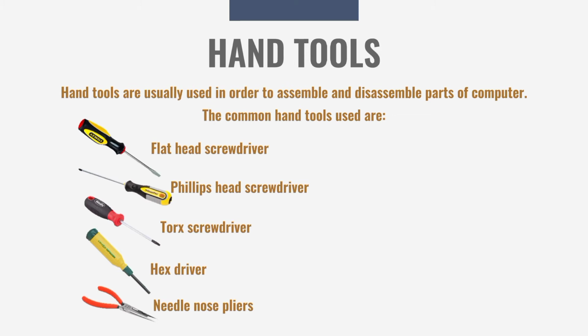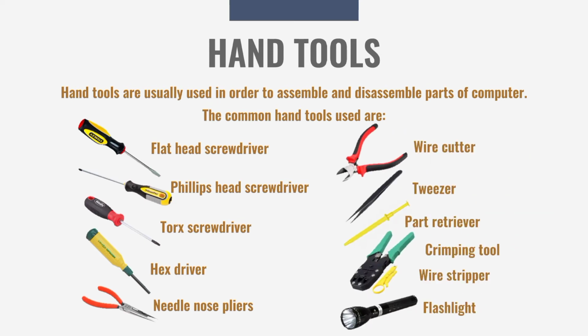Hex driver. It is used to tighten or loosen nuts in the same way that a screwdriver tightens or loosens screws. Needle nose pliers is used to hold small parts. Wire cutters is used to strip and cut wires. Tweezers is used to manipulate small parts. Part retriever is used to retrieve parts from locations that are too small for your hand to fit in. Flashlight is used to light up areas that you cannot see well.